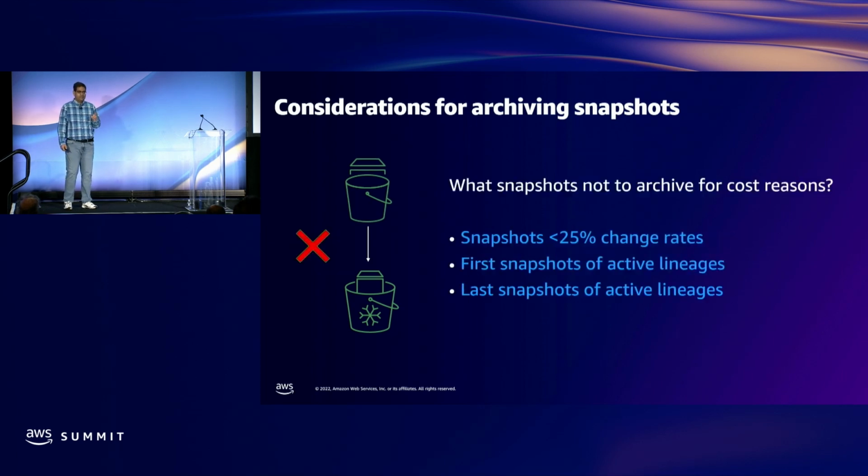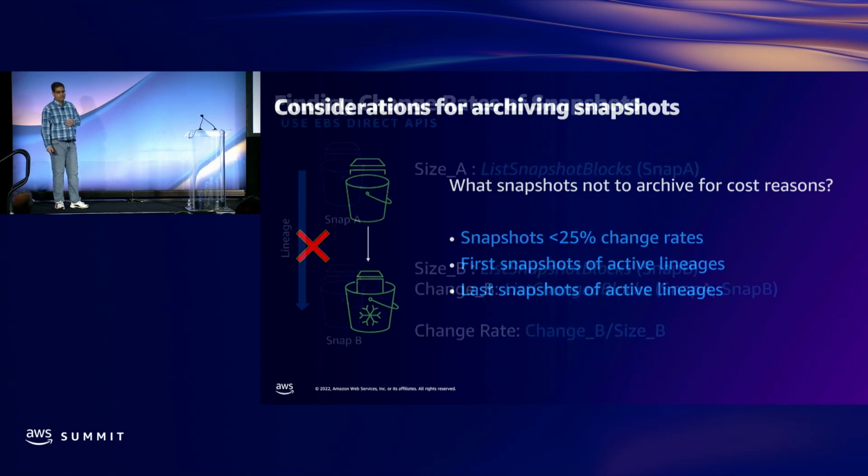The opposite of these, or slightly opposite of these, are important to remember as not to archive for cost reasons. If your snapshots are less than 25% in change rates, it's not a candidate where you can save cost by archiving. You can still archive if you have business reasons, but it's not a cost-saving reason. If you have first snapshots of active lineages, especially if it's the first snapshot that's constantly being taken, it will have a lot of forward references. And then the last snapshot of active lineages will have a lot of early references. So it's super important that you keep track of what those lineages are doing before deciding whether to archive or not.